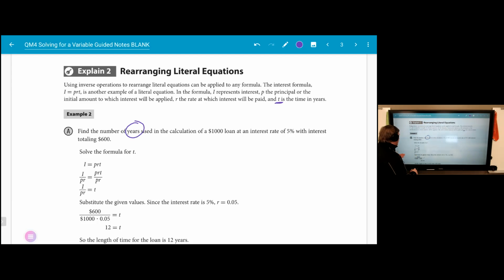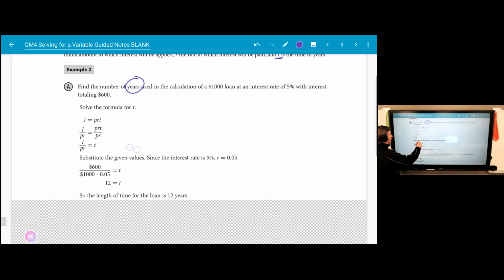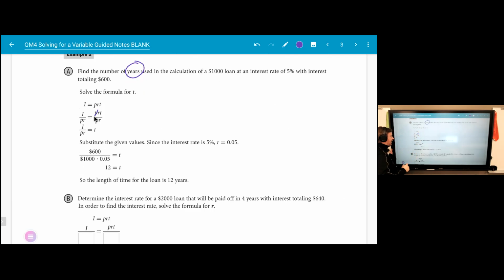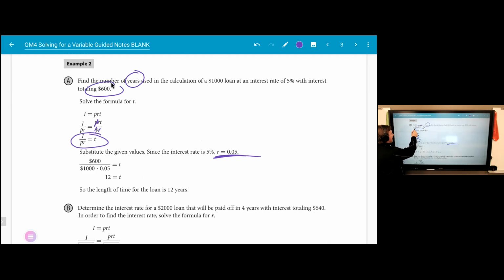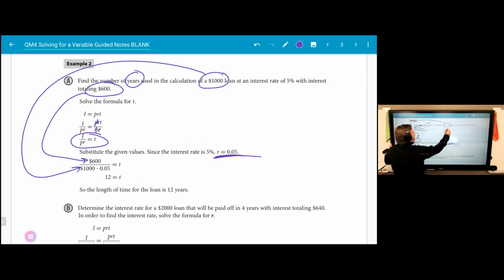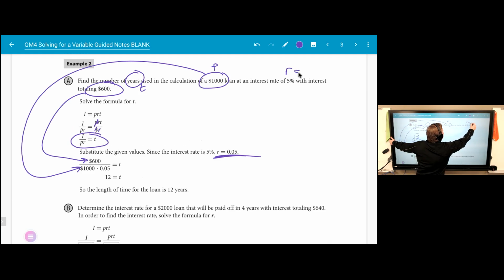And how do we do that? Well, it's I equals P times R times T. So I'm going to divide both sides by P and R. This simplifies to 1 T. So T equals I divided by P R. Make sure your rate is a decimal. Change your percent to a decimal and put your values in. You know that I was interest. You know that the $1,000 loan was the initial amount, or the P value. So this was P. This is T. The interest rate is R as a decimal.